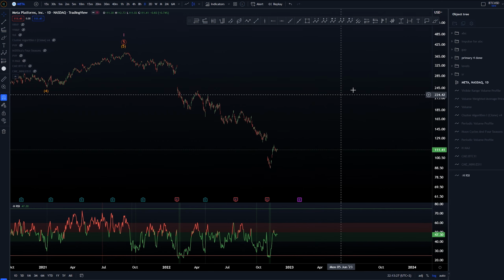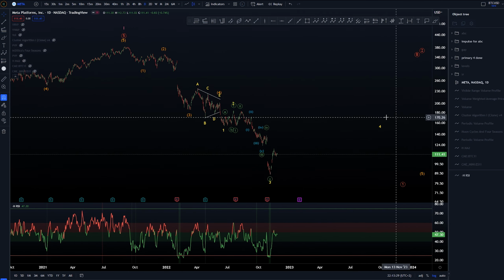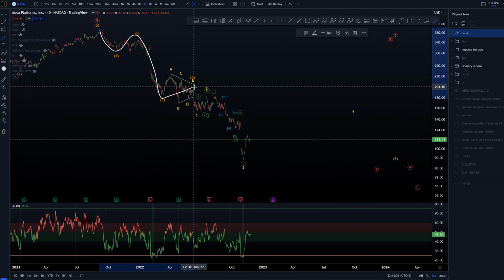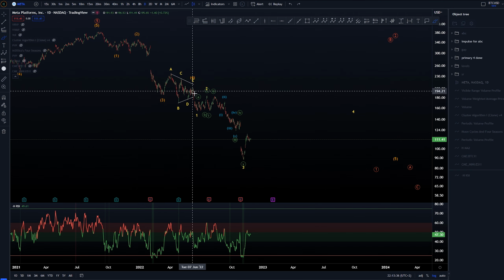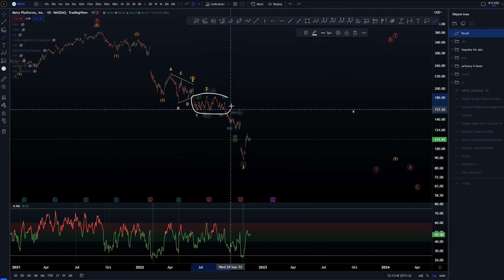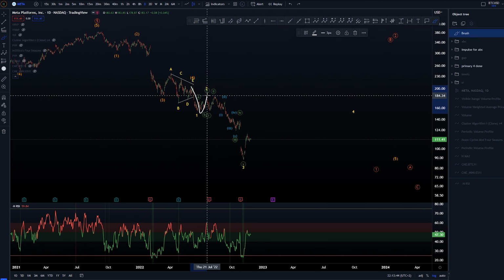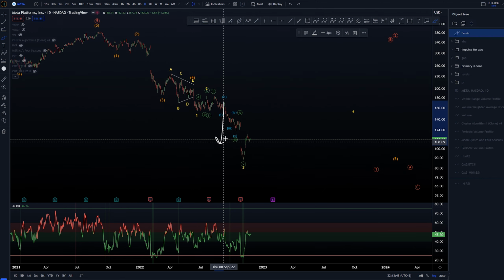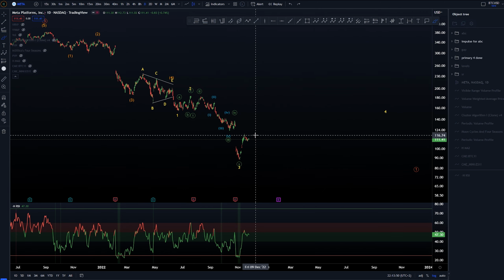Going back to the daily time frame here and checking out the count that we had before, where we had this as a 1, 2, 3, 4 as a triangle here, and then looking for that last fifth. Last time when we were covering this, I think we were around somewhere in here, where we had the idea of this being a 1, 2, 1, 2, 1, 2, and then looking downwards for more structures to happen.